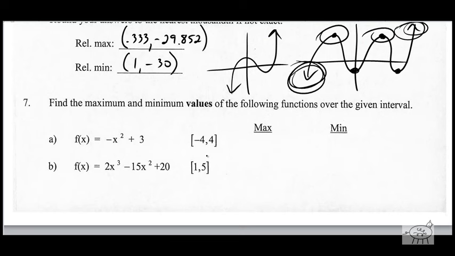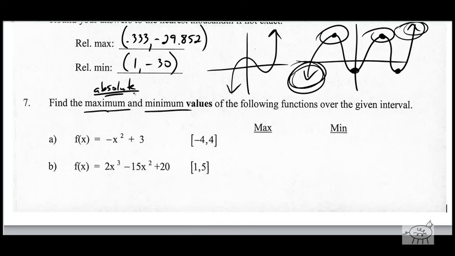functions over the given interval. Now they give you an interval, so we're going to graph this. It's negative x squared plus 3. And by the way, when they talk about maximum and minimum, when I don't say relative, that means I want to know the absolute. We're going to use the word absolute.